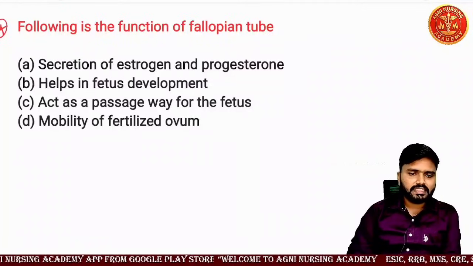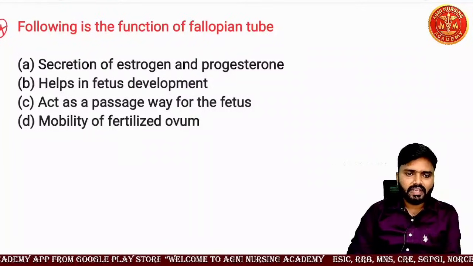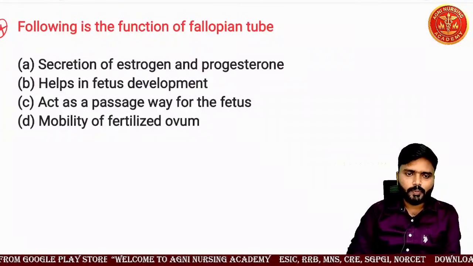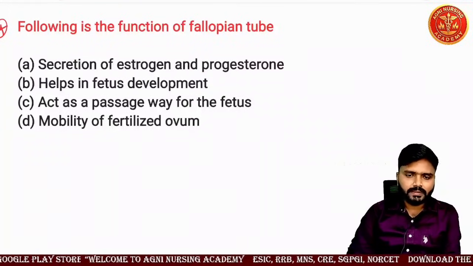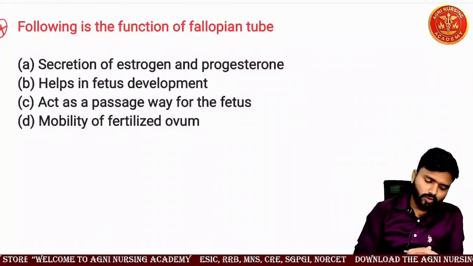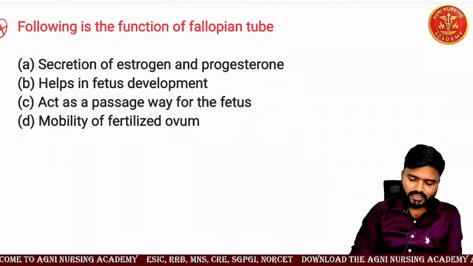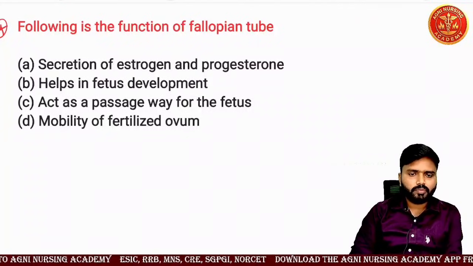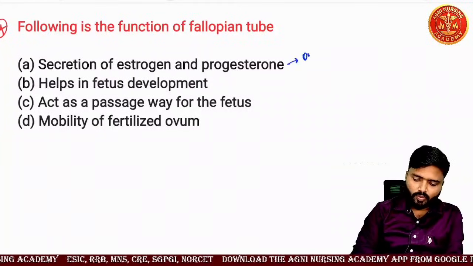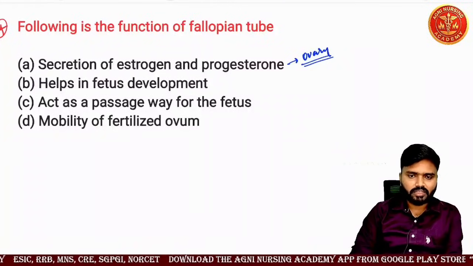So option A is the secretion of estrogen and progesterone, option B is helps in fetal development, option C is act as a passageway for the fetus, and option D is the mobility of the fertilized ovum. One by one we will discuss here. Option A, the secretion of estrogen and progesterone: no, this is the work of the ovary. Understood? The ovary will secrete the estrogen and progesterone.